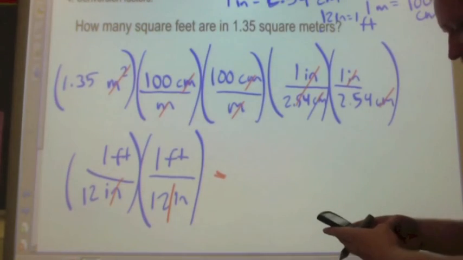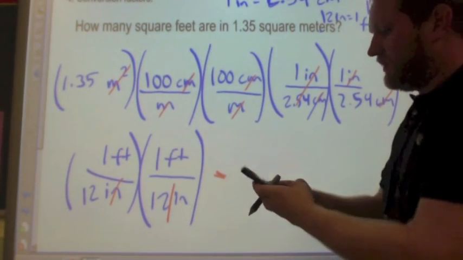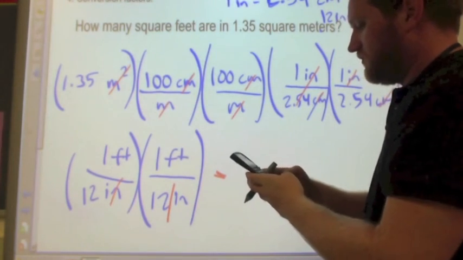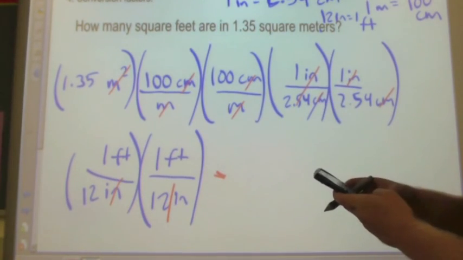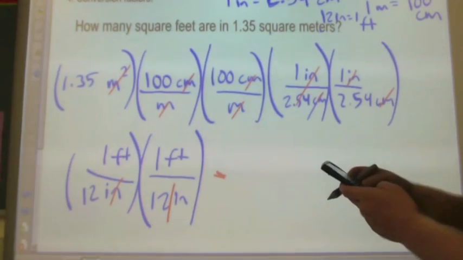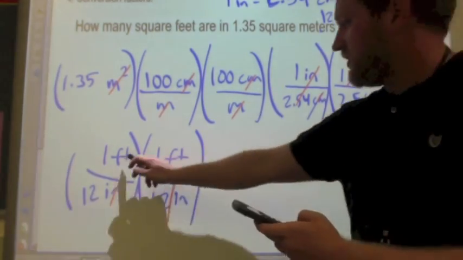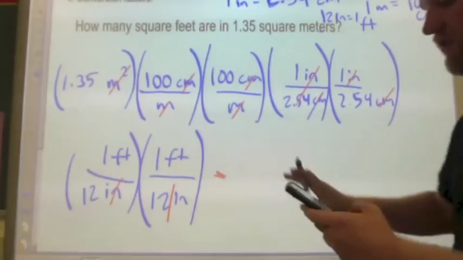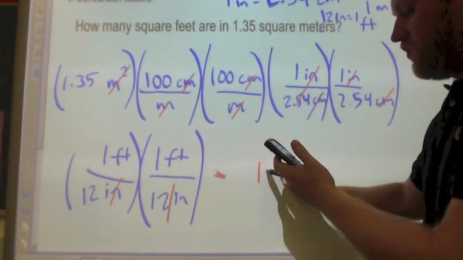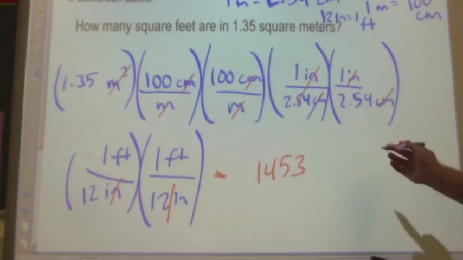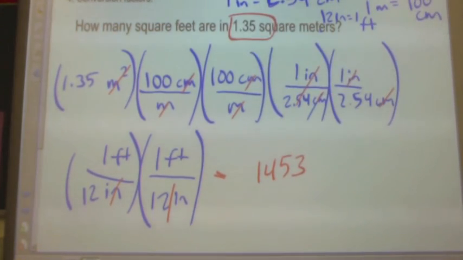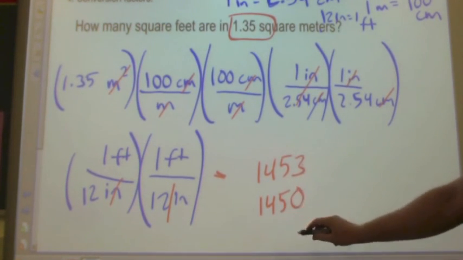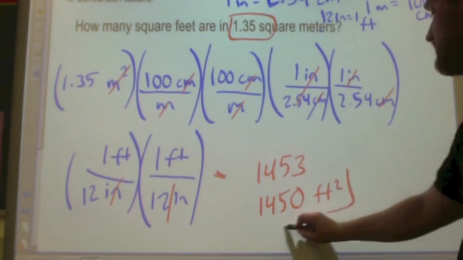So 1.35 times 100 times 100 again, divided by 2.54 equals, divided by 2.54 again equals, divided by 12 equals, divided by 12 equals. Be real careful with this. The number I get is 1453 and so on. Let's look at sig figs, 3 sig figs. So I'm going to round this off to 1450. So this takes from 4 to 3 sig figs, and my unit is feet squared.